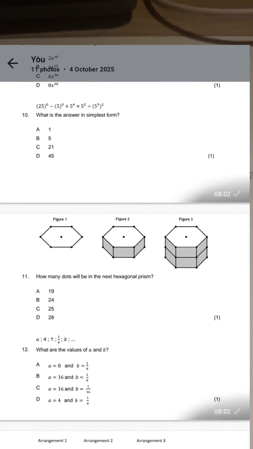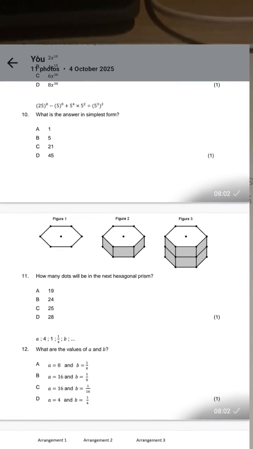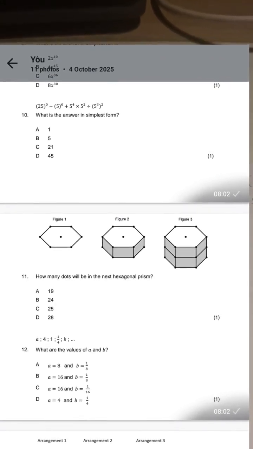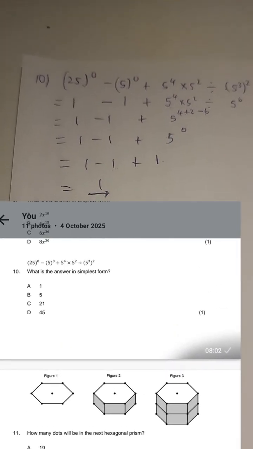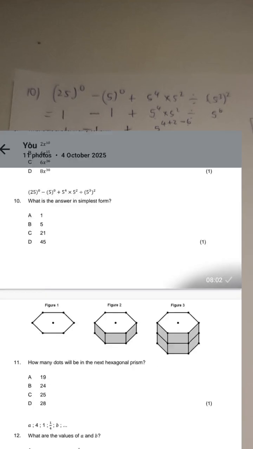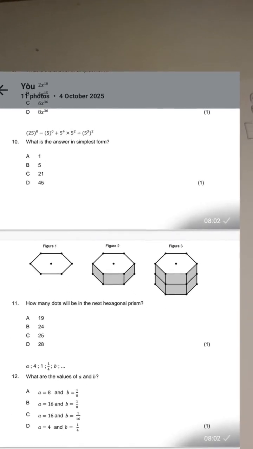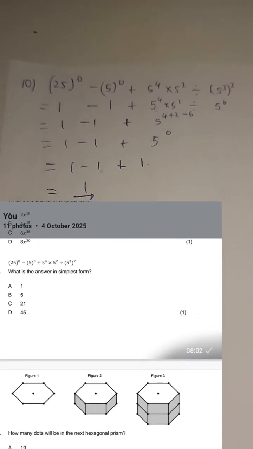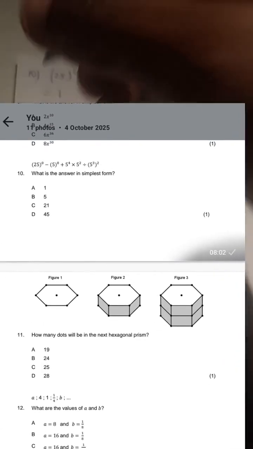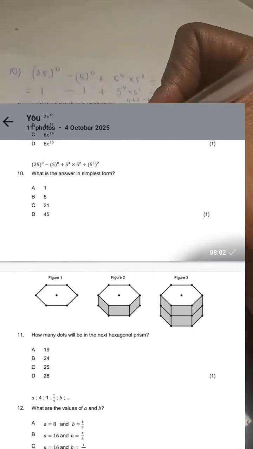A, is it 1? B, is it 5? C, is it 21? D, is it 45? So we were able to calculate that indeed the answer is equal to 1. So if we are going to choose an option, we can now choose an option based on our calculation. So the option we choose is going to be what? It's going to be A.